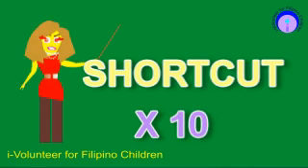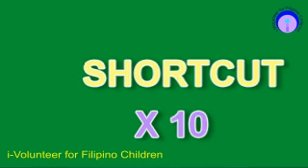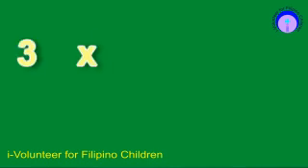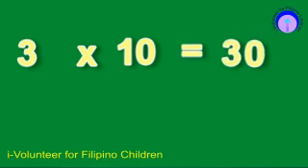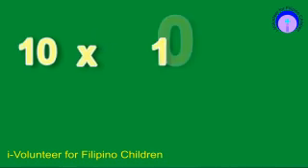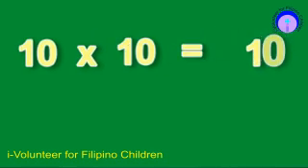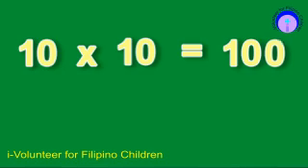At para naman sa mga hindi pa marunong ng shortcut ng multiplying any number by 10, ito lang ang sagot. For example, 3 times 10 is equal to, copy the number 3 and then affix 0. Therefore, 10 times 10 is equal to 100.